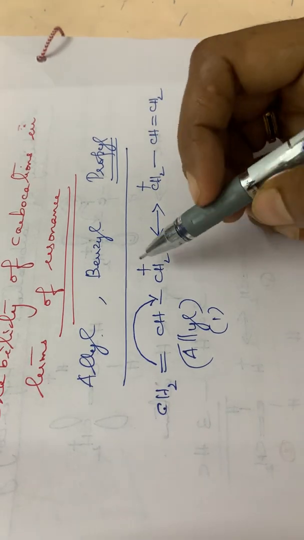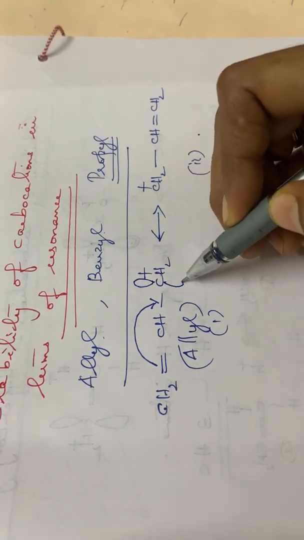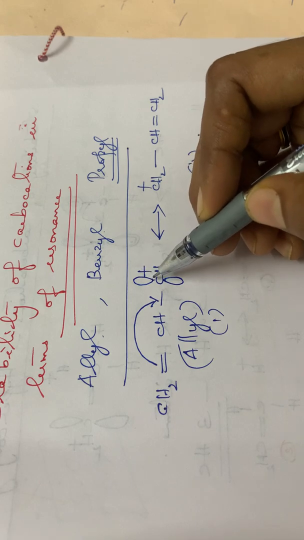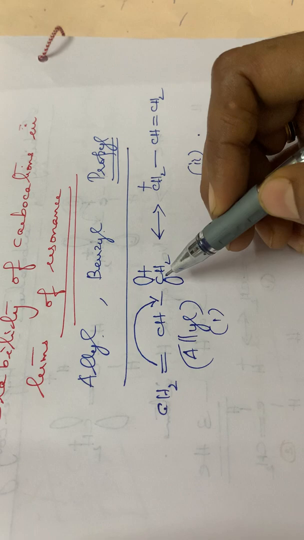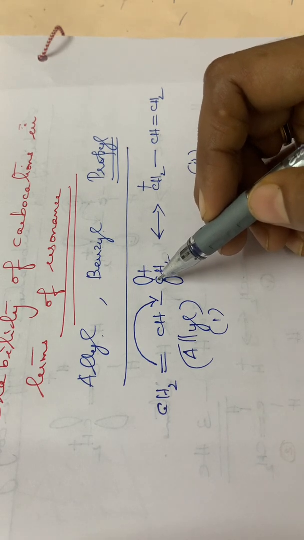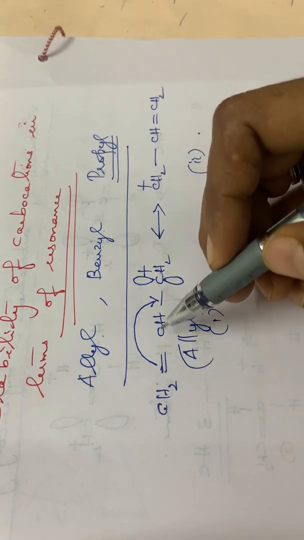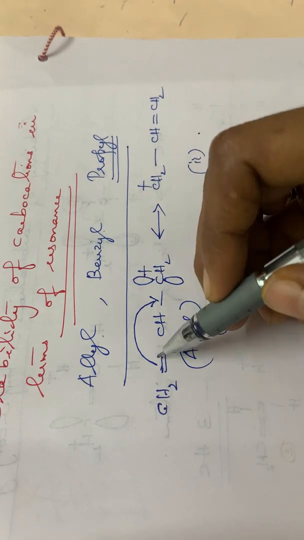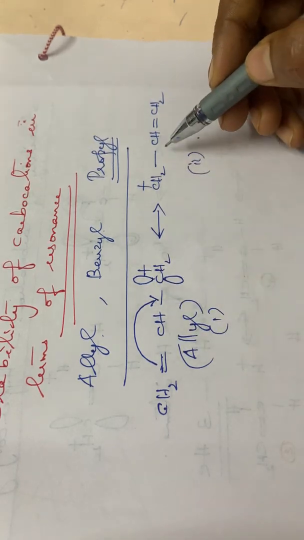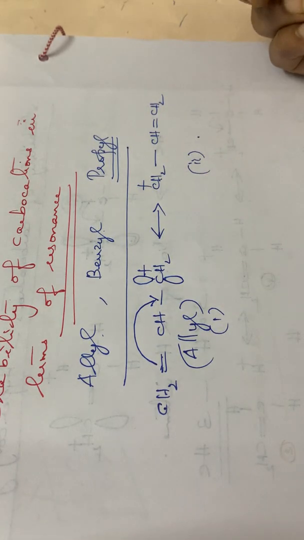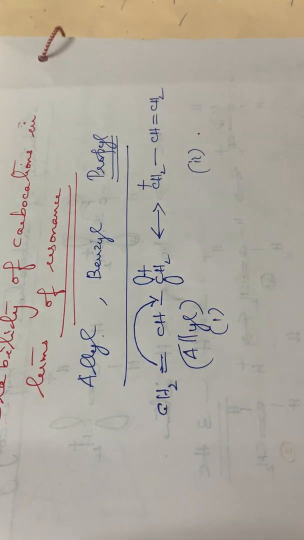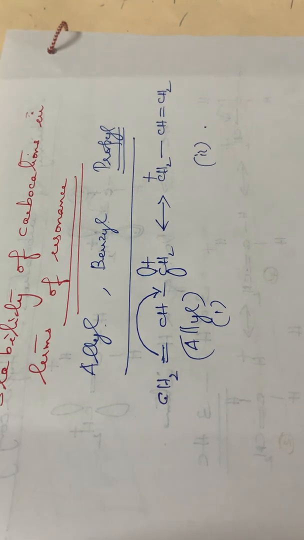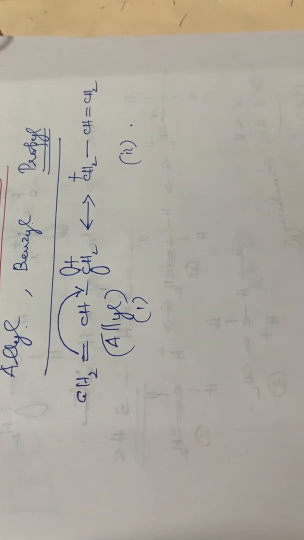See the vacant p orbital. See here, for this carbon atom, this carbocation, it will be having an unhybridized p orbital, and this unhybridized p orbital will be in conjugation with the pi bond, isn't it? Here a pi bond is there, so this is in conjugation with the pi bond, so we can have two resonating structures, and as a result the delocalization of the pi electron will be taking place. So these are the two resonating structures of this allyl carbocation. That is the first case.